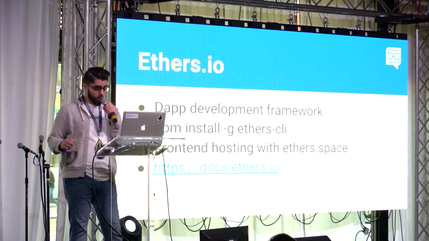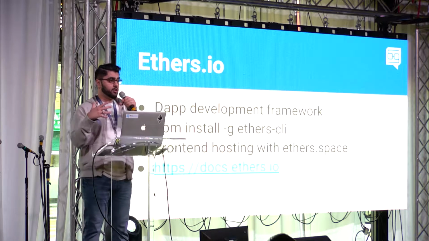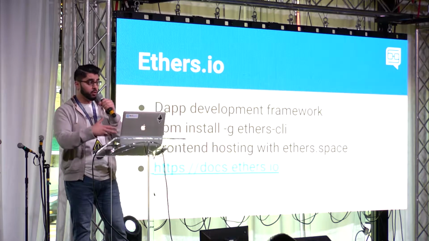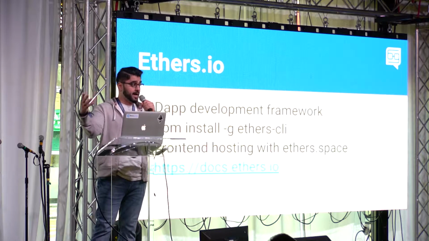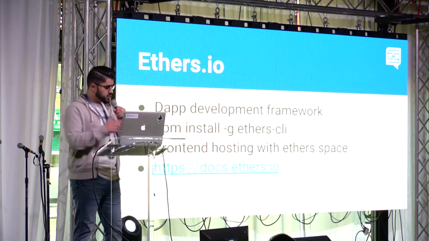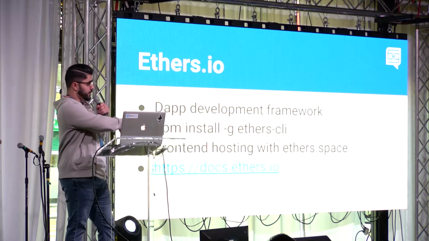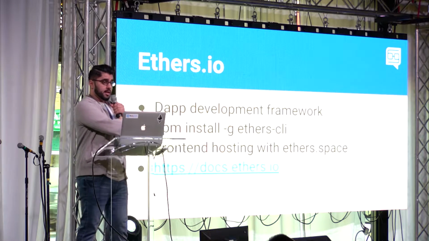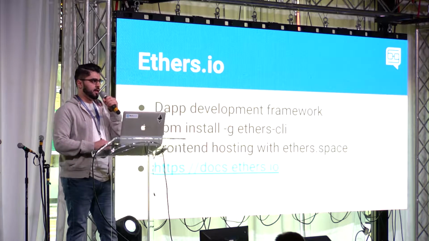It also comes with a web server bundled in that node module that allows you to quickly get your front end serving through a local HTTP server, and you can quickly see what your dApp looks like. It also includes front-end hosting where you can host your dApps, called Etherspace, and I'm going to show you how to do that in a moment. But you should definitely check out the documentation at docs.ethers.io. I'm only going to cover the basics in this workshop. There's a lot of cool features that you should definitely dig deep into the documentation to learn more about.